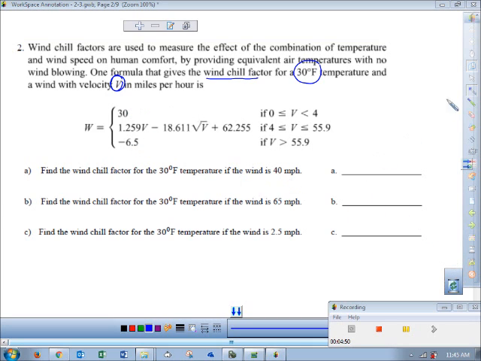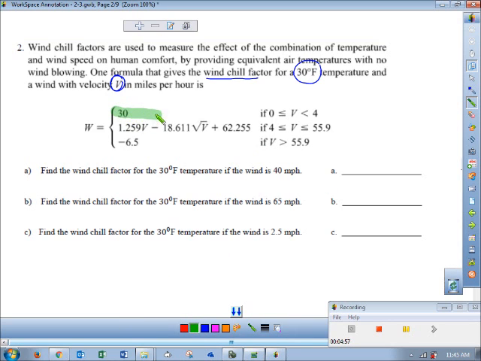So let's look at our pieces here. You don't have to highlight them, I just like to. We've got 3 pieces in this function.